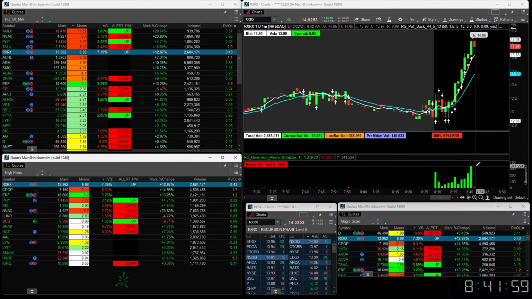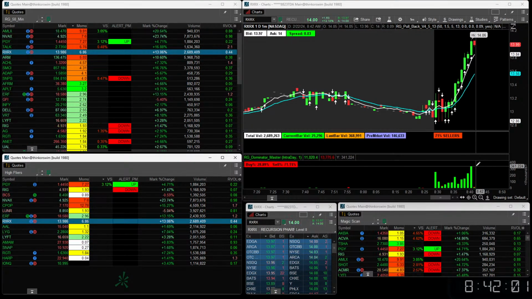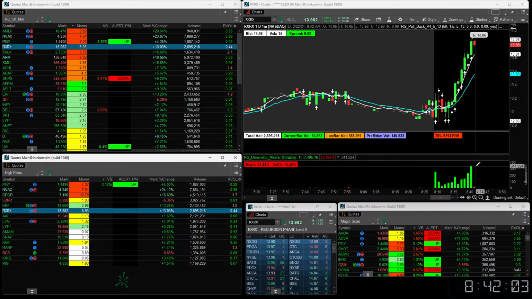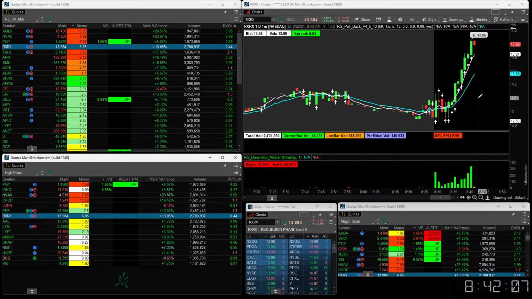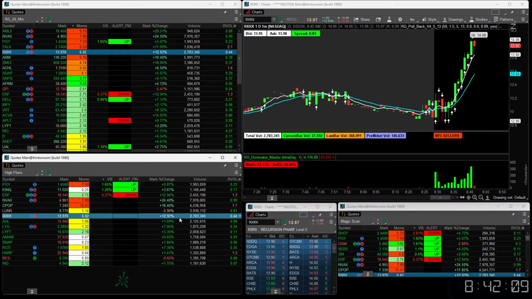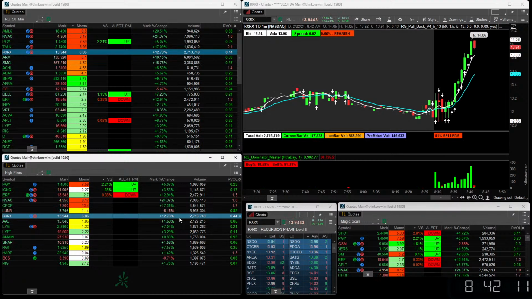Nice gains on our RXRX this morning. I'm not in this stock, by the way. I just happened to see it taking off. You'll find stocks like this in this scan. They don't happen all day long, but they happen when the market opens.